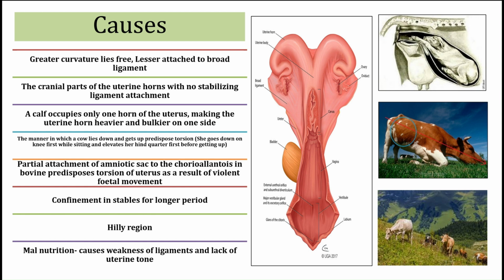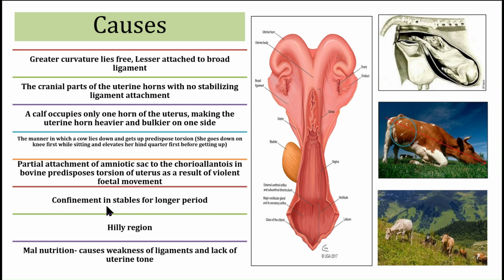She always gets down on her knees first. While standing, she elevates her hind quarter first. So this makes the longitudinal axis of the uterus more prone to be rotated either to the left side or the right side. Apart from that, partial attachment of the amniotic sac to the chorioallantois in bovine predisposes to uterine torsion as a result of violent fetal movement.